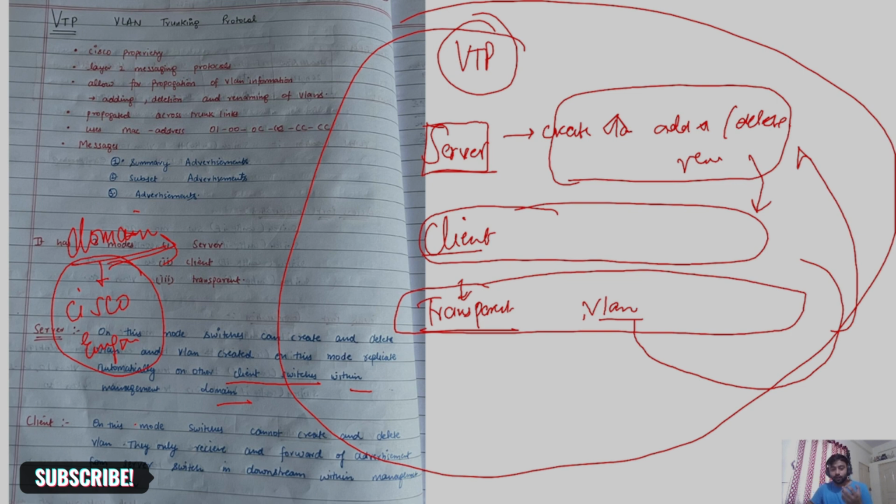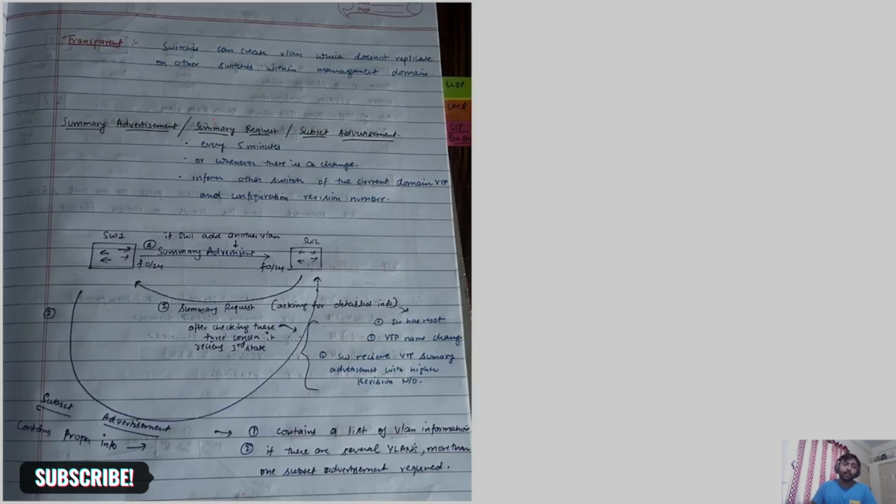And client is another type of mode where we cannot create or delete VLANs. We can only receive or forward the advertisements from server switches. So the server switch is the one whose VLAN information is shared with everybody, but it will not replicate on transparent mode, while it replicates on client mode. So this is how the VTP modes work. And let's understand the last mode, which is transparent. Switches can create VLANs which do not replicate on other switches within the management domain. Whatever VLAN we create here does not replicate; it will be there only for transparent mode. So mainly we use it for management purposes.